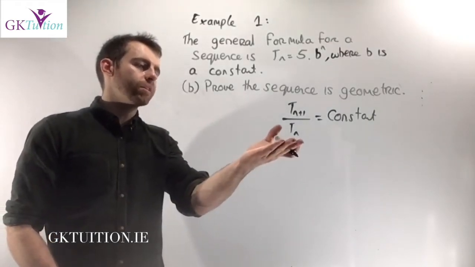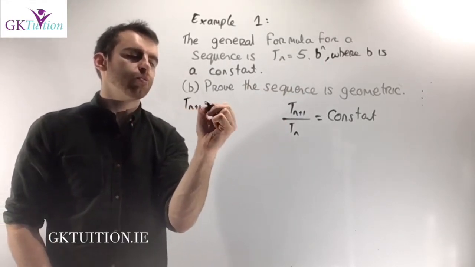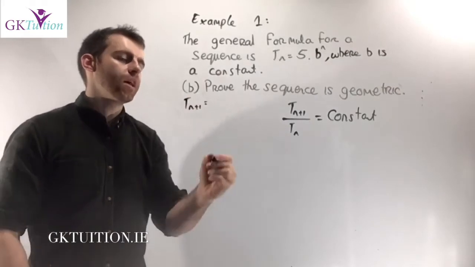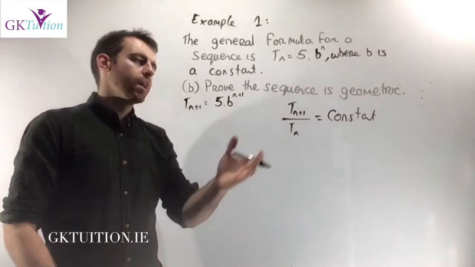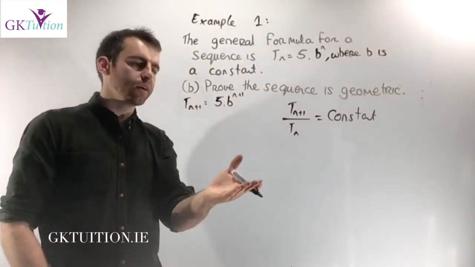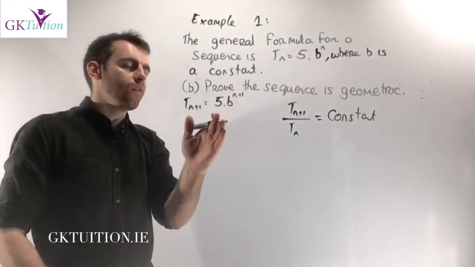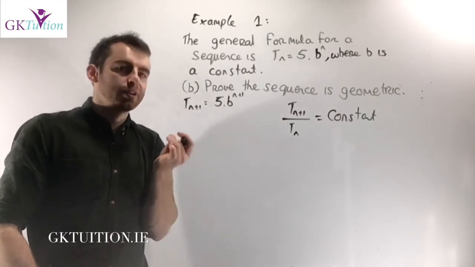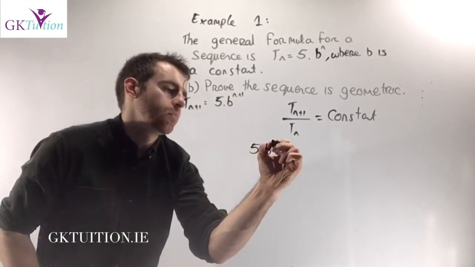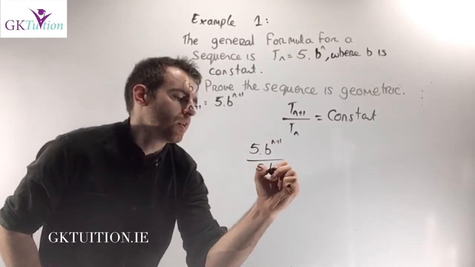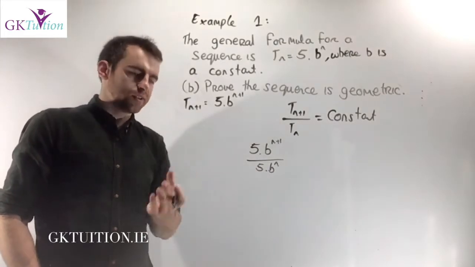But obviously before I can do this, I already know what tn is, but I need to get tn plus 1. To get tn plus 1, I can just sub into the general formula. Tn plus 1 must be 5 times b to the power of n plus 1. So now I know tn plus 1, I can sub in here and hopefully end up with a constant. Remember, they told me that b is a constant, and obviously 5 is a constant, so the only thing I'm dealing with at the moment that is not a constant is the n. So when I sub in here, I've got 5b to the power of n plus 1 divided by 5 times b to the power of n. If I can somehow eliminate the n's, then all I'm left with is a constant.